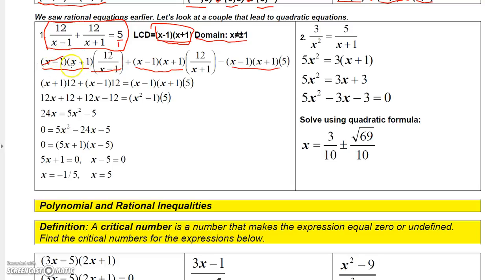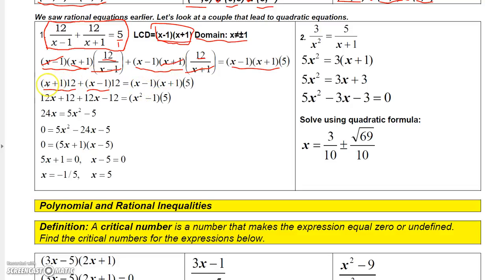And so I just get x plus 1 times 12. And that's what I have there. And then when I multiply this by the 12 over x plus 1, the x plus 1 cancels. Now when I say cancel, they equal 1. And so I just have x minus 1 here times this 12. And then over here, I still have x minus 1 times x plus 1 times 5. I could have done another step there, but I went ahead and just brought it down.